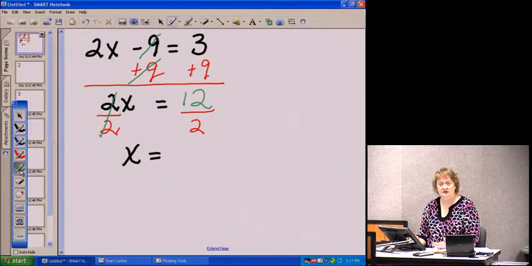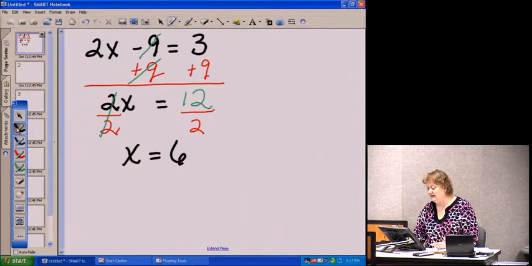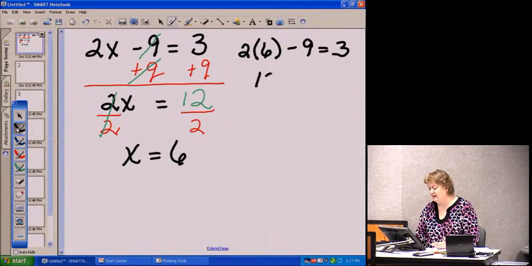12 divided by 2, because we have to do what we do to one side, we have to do to the other, gives us 12 divided by 2 on the right-hand side. 12 divided by 2 then gives us 6, and that gives us our answer. Now we can check that, and we can check all of our problems. 2 times 6 minus 9 equals 3. 2 times 6 is 12. 12 minus 9 is 3. And that does check out.